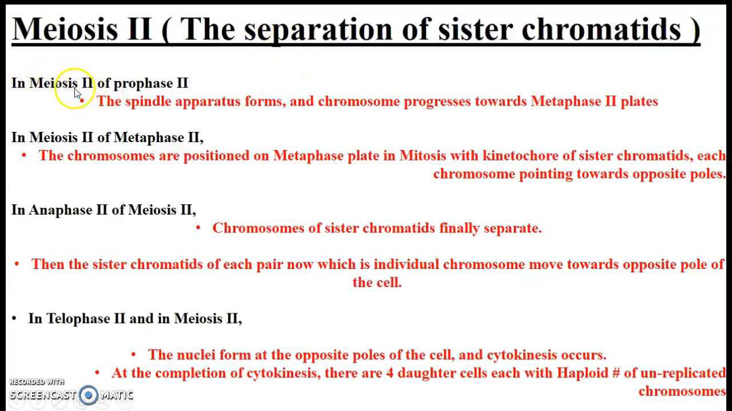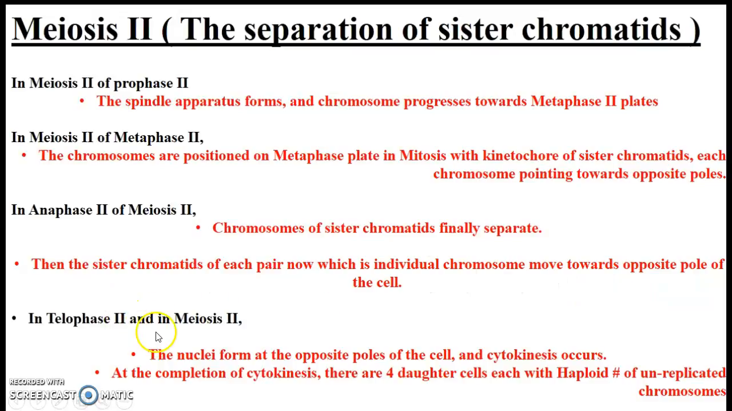In prophase 2 of meiosis 2, the spindle apparatus forms and the chromosomes progress towards the metaphase plate. In metaphase 2, the chromosomes are positioned on the metaphase plate with the kinetochores of sister chromatids pointing towards opposite poles. In anaphase of meiosis 2, the sister chromatids finally separate. The sister chromatids of each pair, now individual chromosomes, move towards opposite poles of the cell.